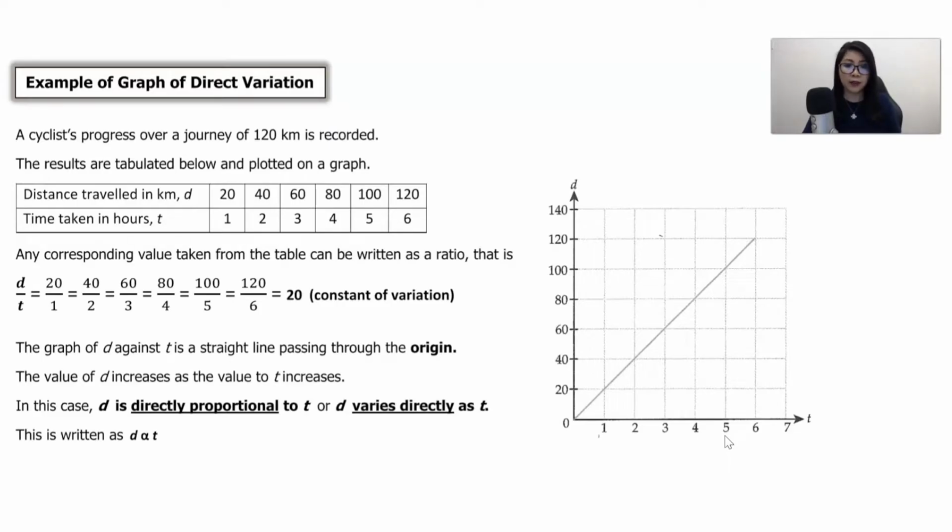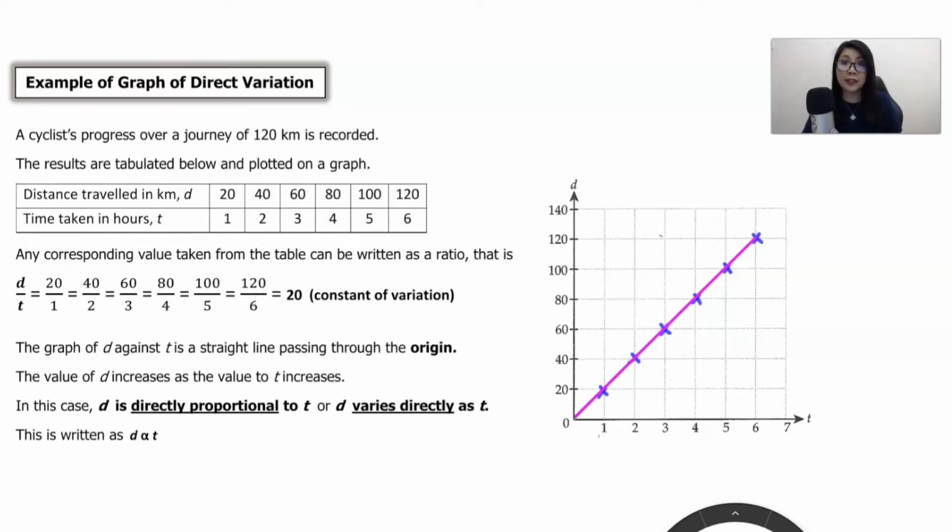So now we plot the graph. For the time of 1 hour, the distance is 20, and then 40, 60, 80, 100, and 120 for 6 hours. Then when we join all the points together, we will get a straight line. So we get a straight line here.